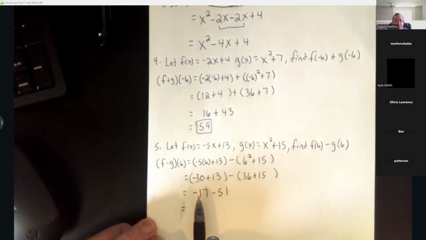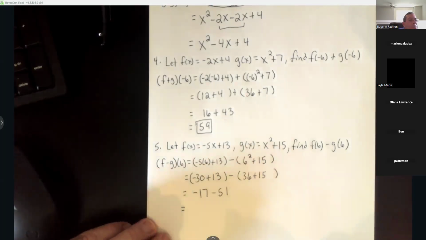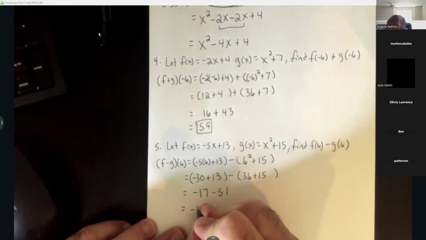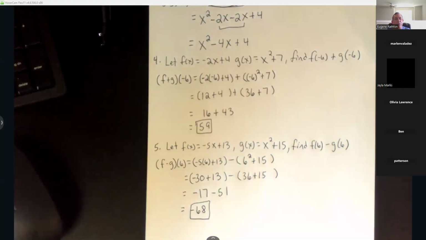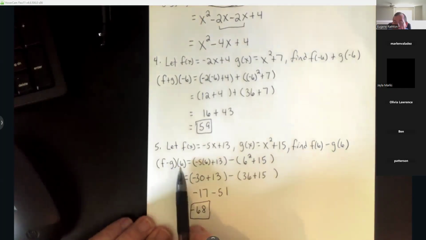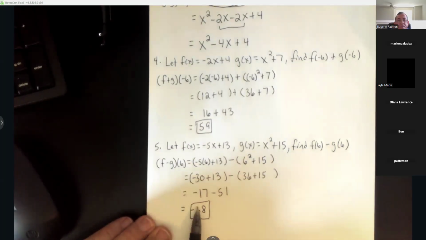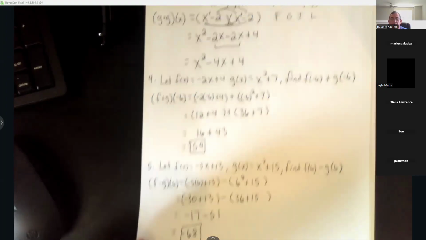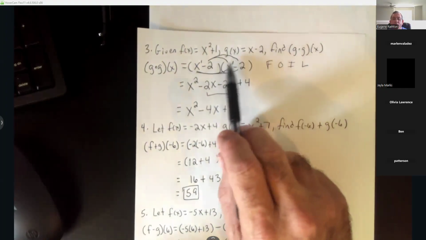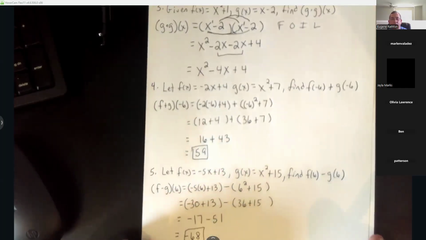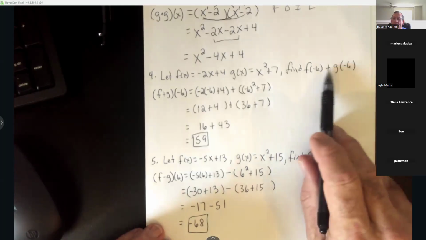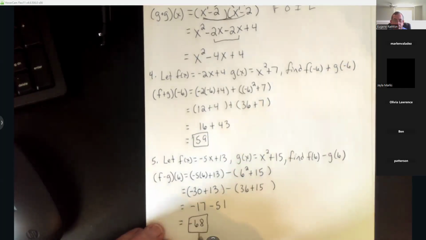So what do y'all get this? Punch this in and see what y'all get. Negative 17 minus 51. Oh, y'all popping them out quick. Definitely negative 68. So y'all notice this. When they give you numbers to put into them, you're going to end up with a single number. But up here, when they didn't give you no numbers to put in, all you could do was simplify the expression as far as you could go. But when they do give you numbers, you're going to come up with a single number on those, okay?